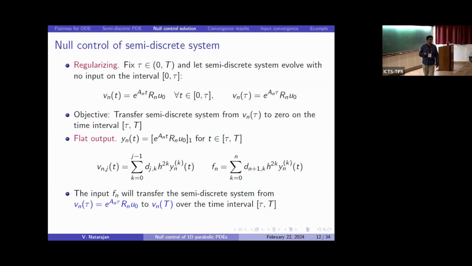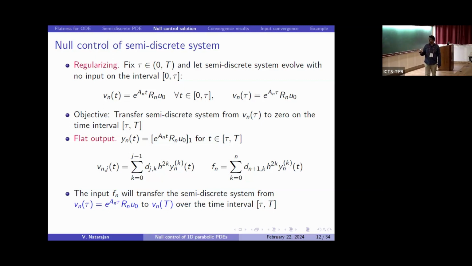That's our state. So what's the objective now? We have reached this state at the time instant tau. The objective is to take this state at time instant tau and move it to 0 over the time interval tau to capital T. So transfer the semi-discrete system from Vn of tau to 0 in the time interval tau to T. That's the objective here.